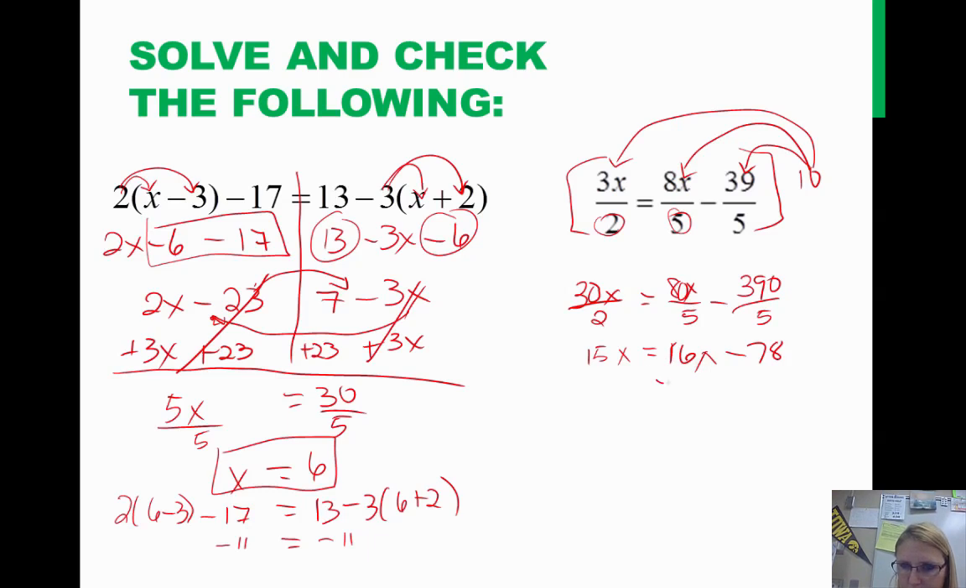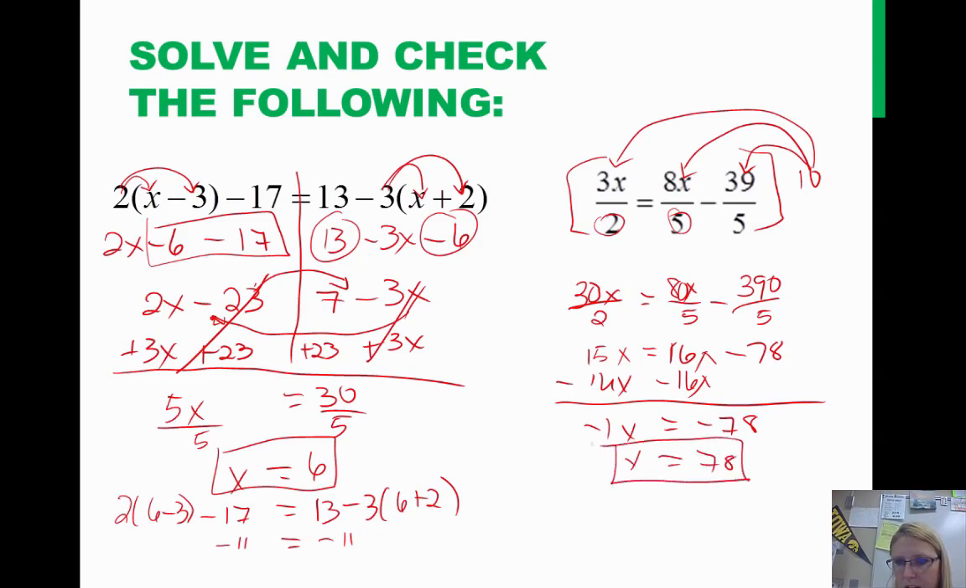So what we're going to do is actually move one of them over. We're going to move that 16x. So I subtract 16x from both sides. And now I have negative 1x equals negative 78. If I divide by that negative 1, I have a positive 78 on both sides. And we can check our work once again by replacing the x's with the 78, but I'm not going to take the time to do that right now.